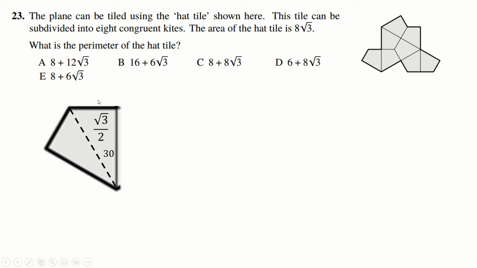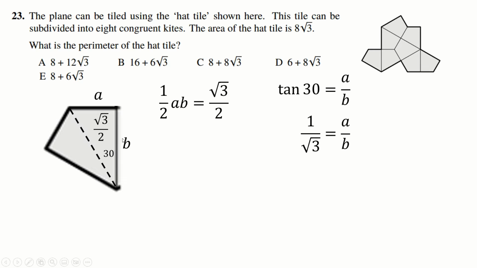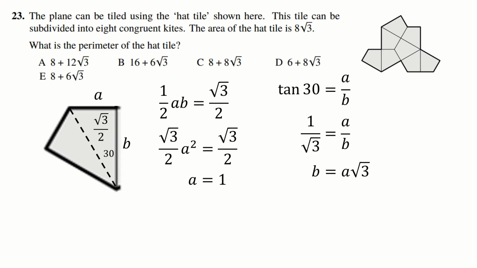This is basically all we need, because if we just label this side B and this side A, or vice versa, we can say a half times B times A is root 3 over 2, just from the area. And we can also say tan 30 is A over B. Tan 30 is 1 over root 3. So we can rearrange that for B. We can shove that result into here. We can cancel a lot of stuff down and end up with A as 1. Obviously, it can't be minus 1. Put that result in there and you end up with B as root 3.